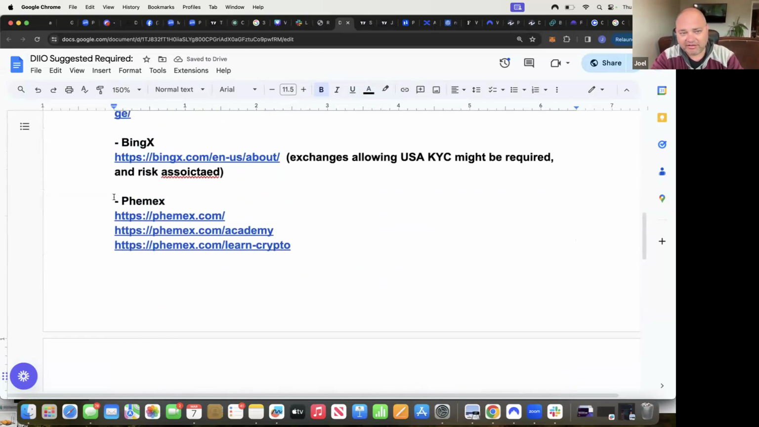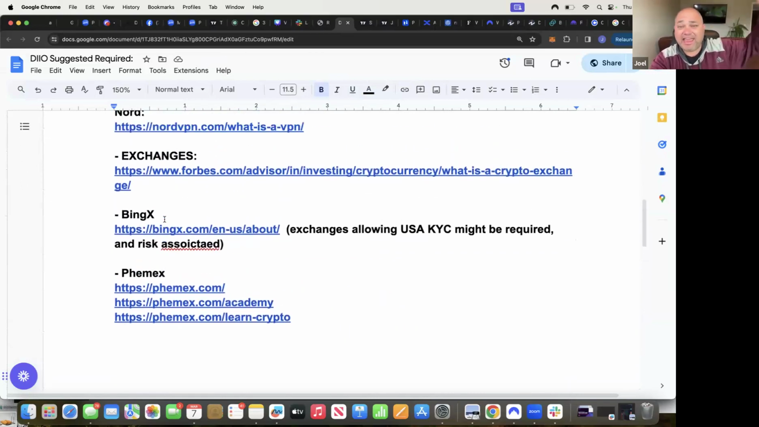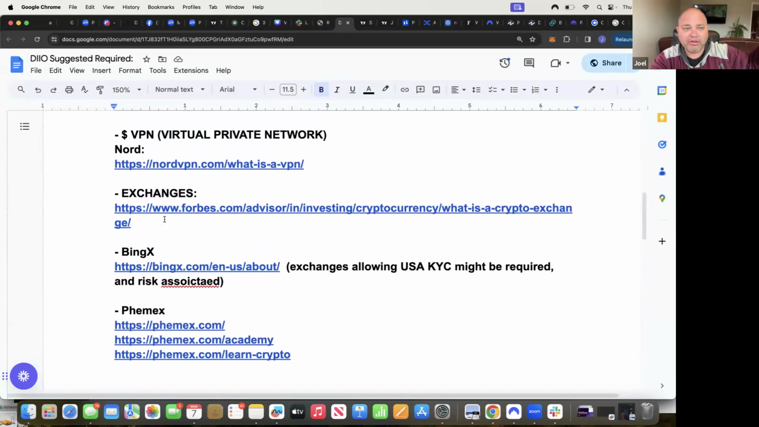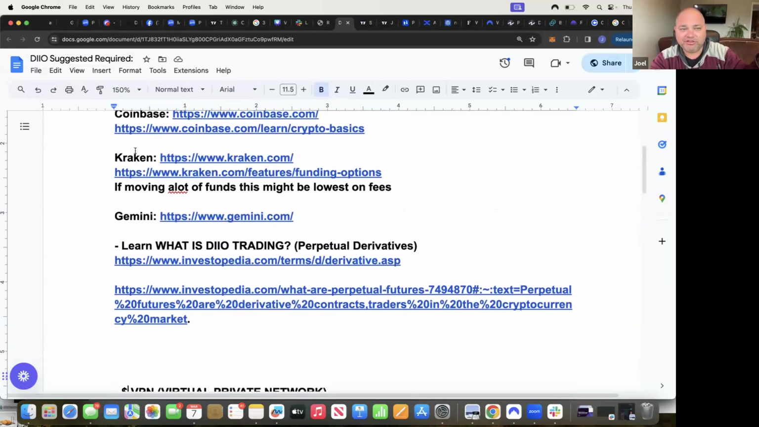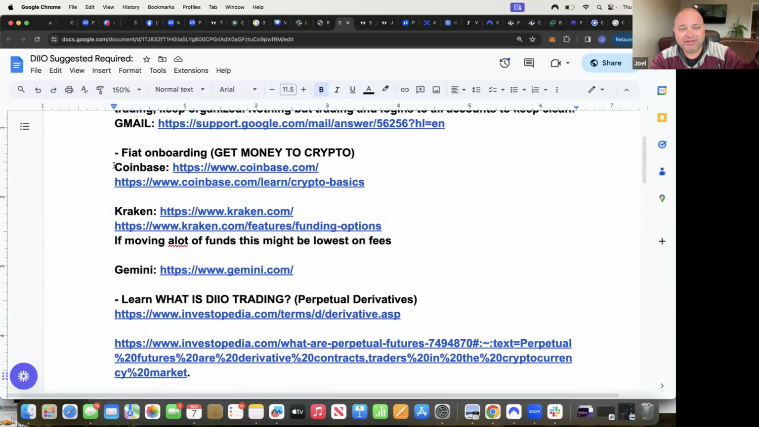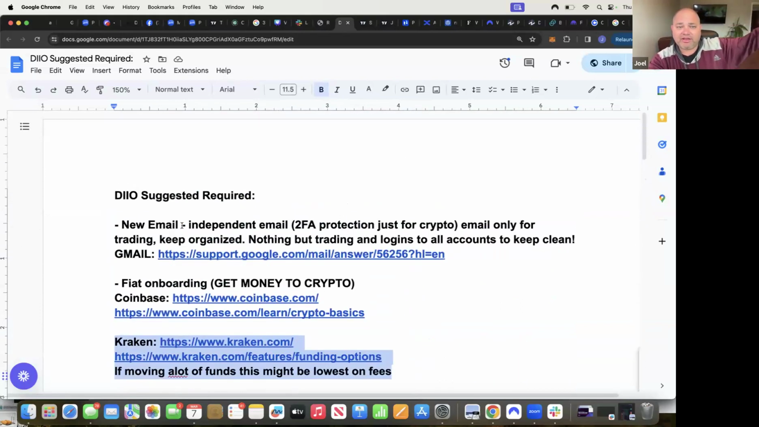Investopedia, Femex doesn't cost anything. BingX, in fact, they all have these gamified ways to invite people. VPN, I have a $1 sign there because it's not a lot of money. It's like $5, $6 a month. Gemini, Kraken, Coinbase, they're going to charge you a fee, right? Kraken does probably have the lowest fees associated. But again, I'll share this out with you.